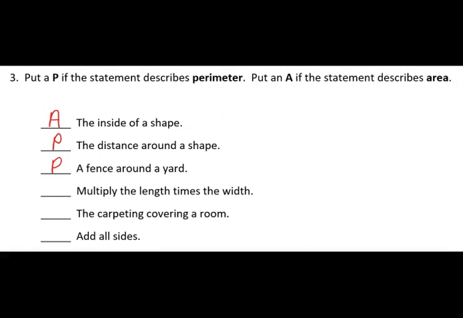When we multiply the length times width, we are finding how many squares fill up the shape, and that's area. If you think about the carpeting covering a room, that carpet would cover the inside of the area of the room, and so we would say that that's describing area. If we were to add all sides, we're measuring the perimeter. So that's the difference between area and perimeter.